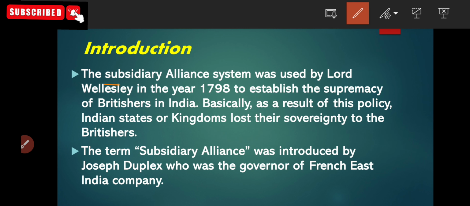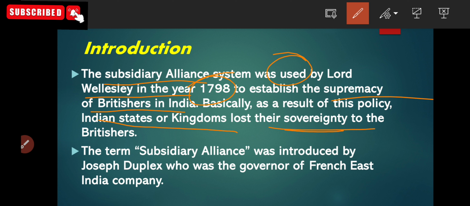So the subsidiary alliance system was used by Lord Wellesley. Mind it, I am using the term used, but the subsidiary alliance was first introduced by the French governor Dupleix. So it was the brainchild of Dupleix, not Wellesley. Wellesley had first made use of this policy in 1798 to establish the supremacy of the Britishers in India. So basically, as a result of this policy, Indian states or kingdoms lost their sovereignty to the Britishers.